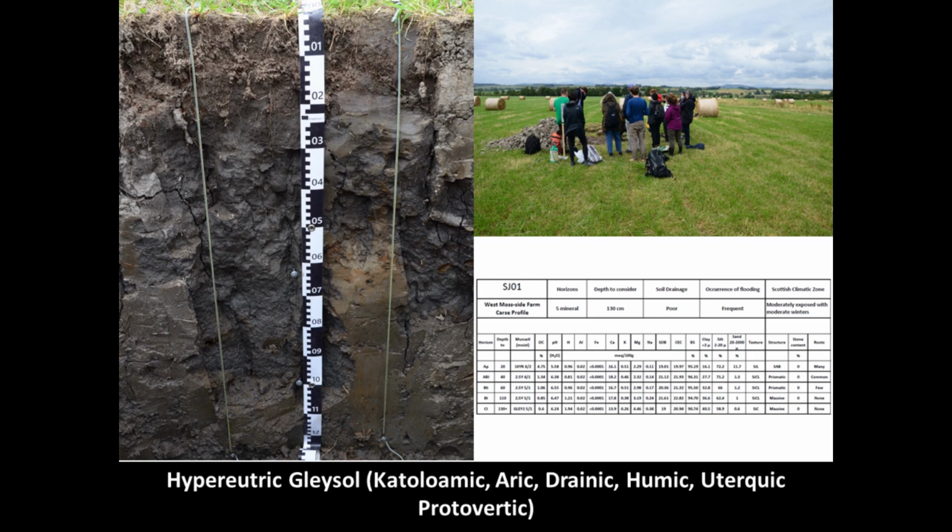Eutrostagnic, these are the stagnic features in the horizons with the clay properties. Protovertic, some slickensides and wedge-shaped aggregates have been found. So the soil is a hypereutric gleysol, katoloamic, aric, drainic, humic, eutrostagnic, protovertic.